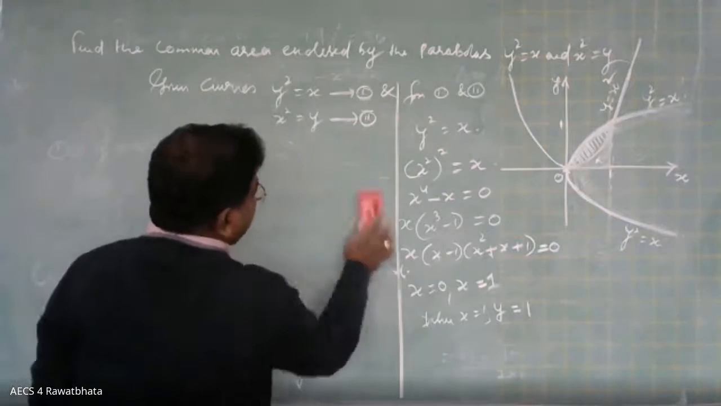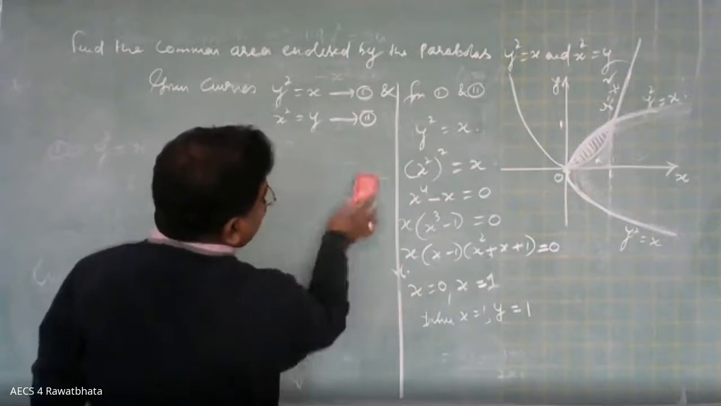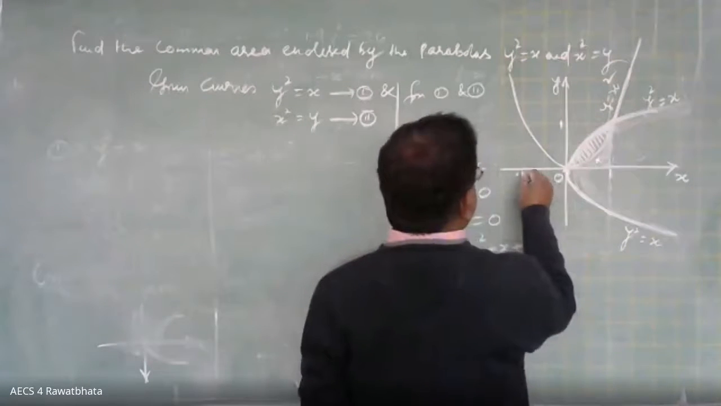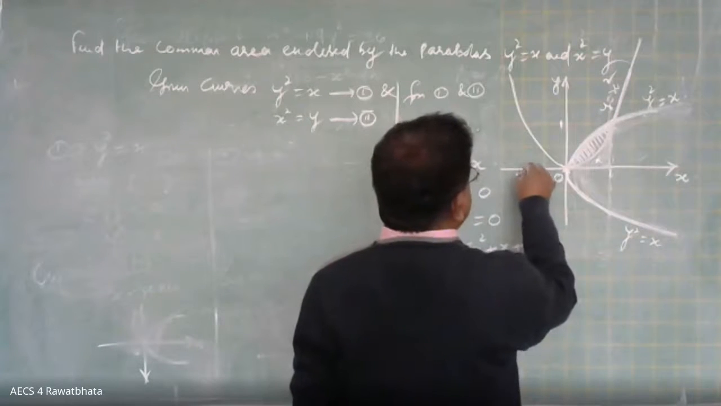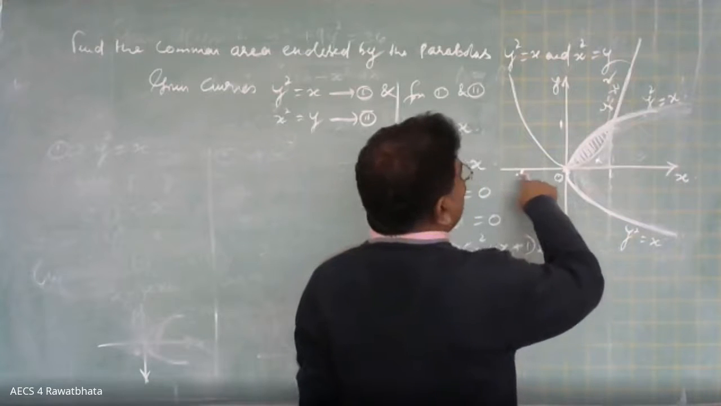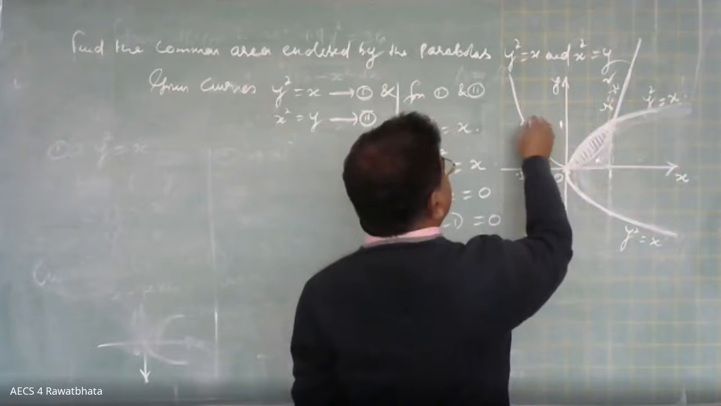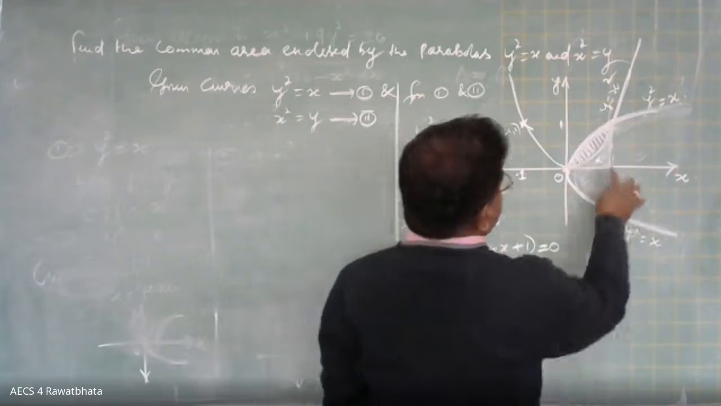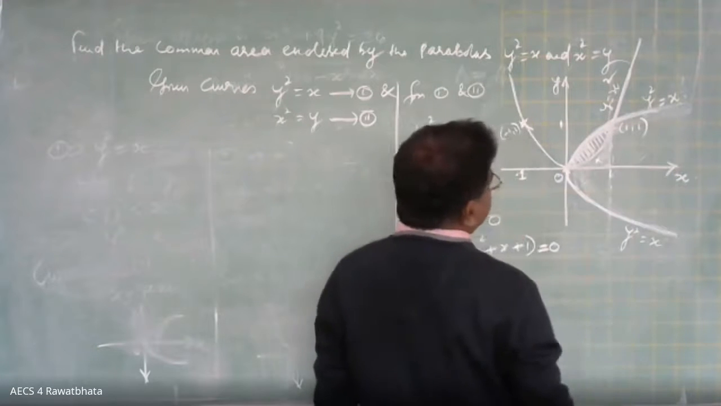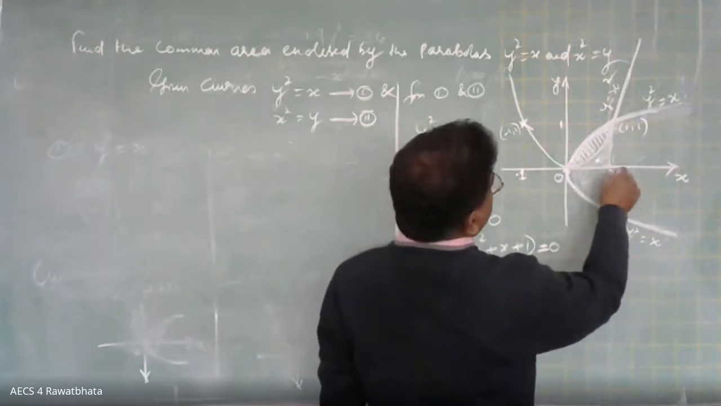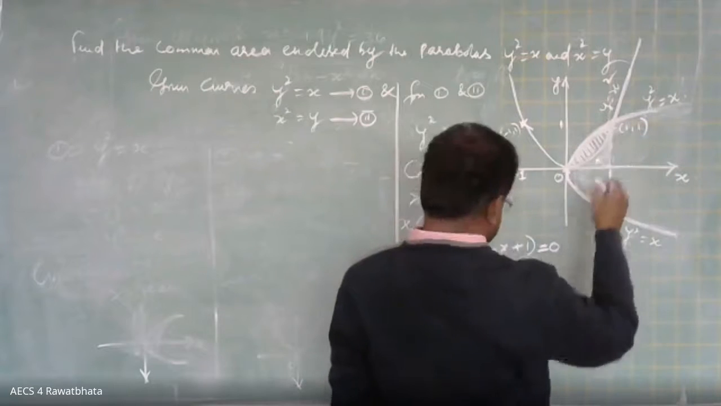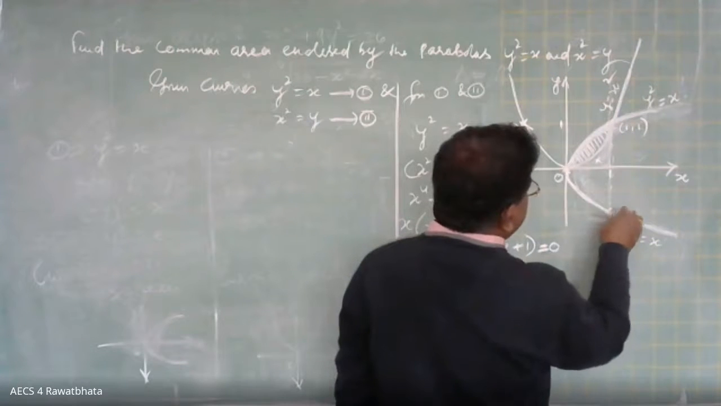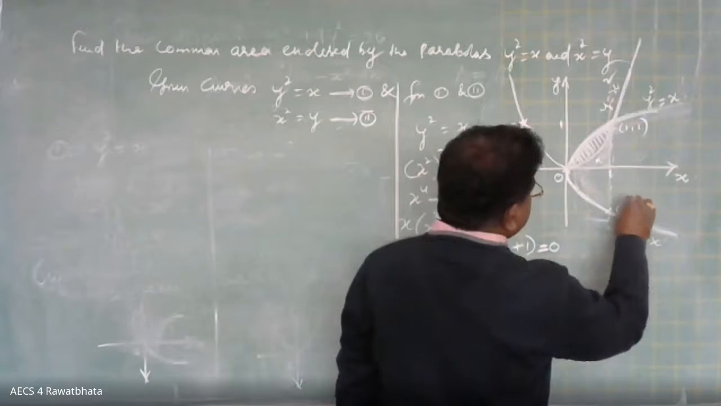Yes, here the required area is 1 that I have taken. Here it is -1. When x is -1, y is equal to 1. Here this is -1, 1. And here this is 1, 1. And when x is equal to 1, y is +1 and -1. So here 1, -1.